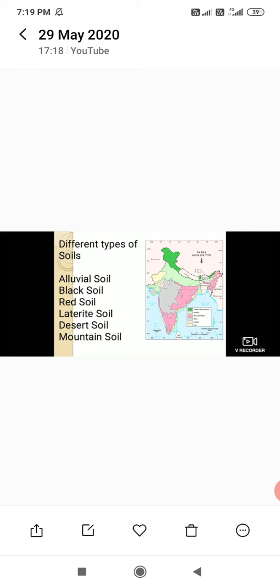Now we have different types of soil. The different types of soils are alluvial soil, black soil, red soil, laterite soil, desert soil, and mountain soil. These are the different types of soil which are found in India.